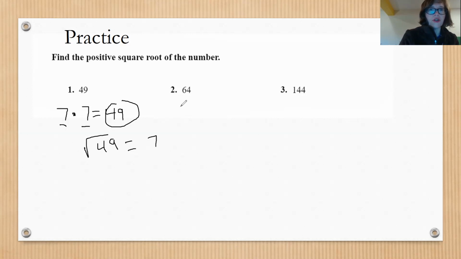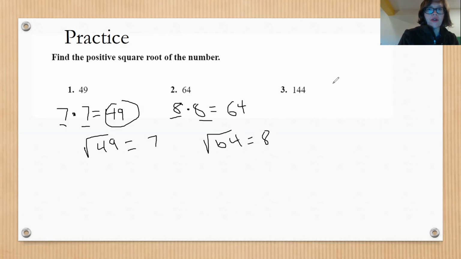I know that 8 times 8 is equal to 64, right? So that must mean that the positive square root of 64 is going to be equal to 8, because I know that 8 times 8 gave me 64, okay?